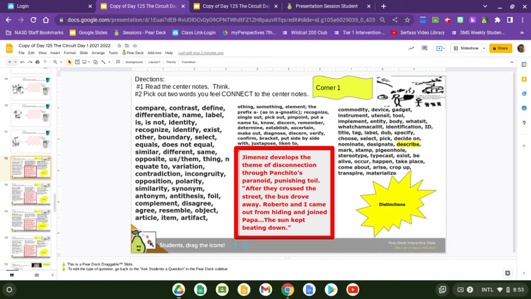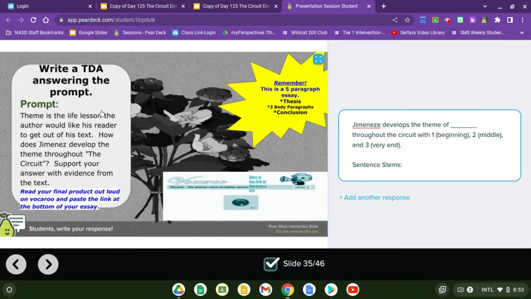Welcome to the last run that we're going to take at writing our TDA for the circuit. Let's quickly review what the prompt is. Prompt: theme is the life lesson the author would like his reader to get out of the text. How does Jimenez, that's the author, develop the theme throughout the circuit?